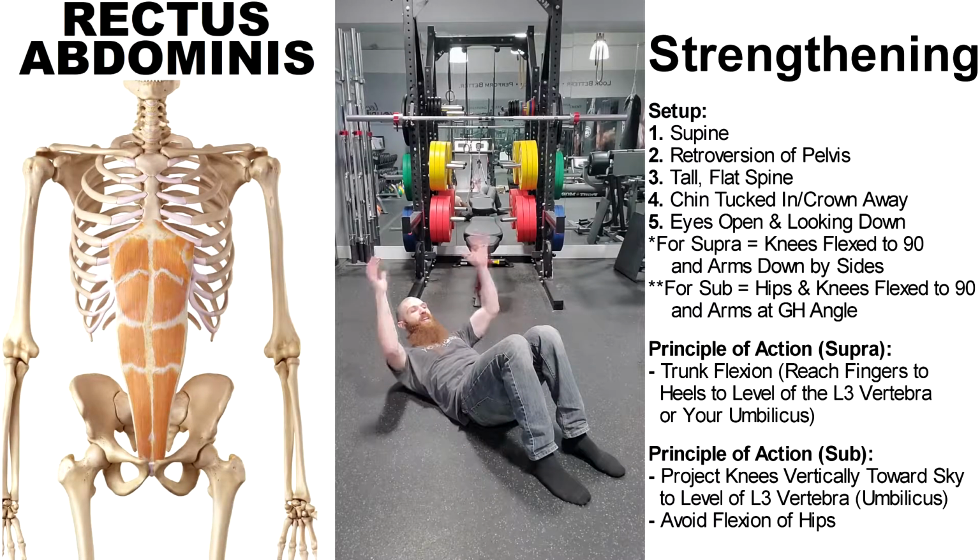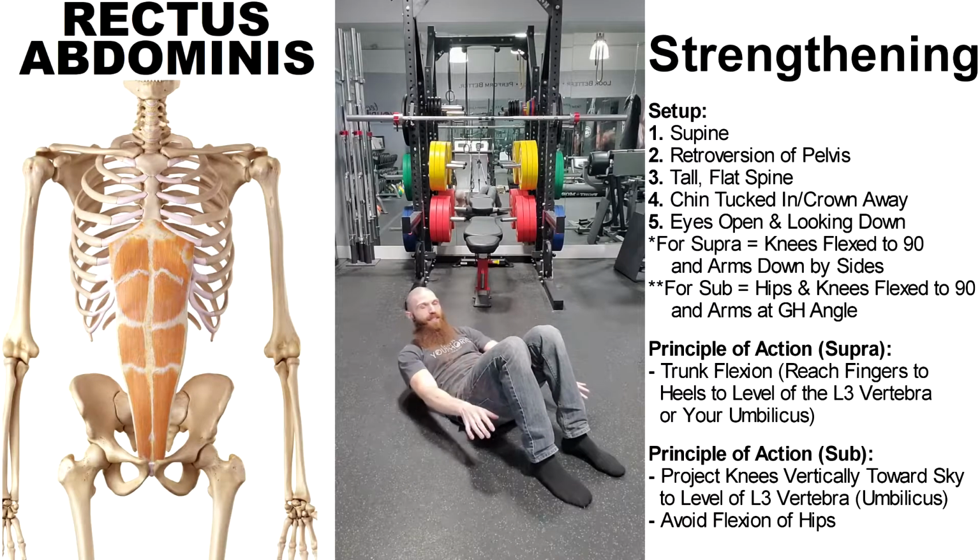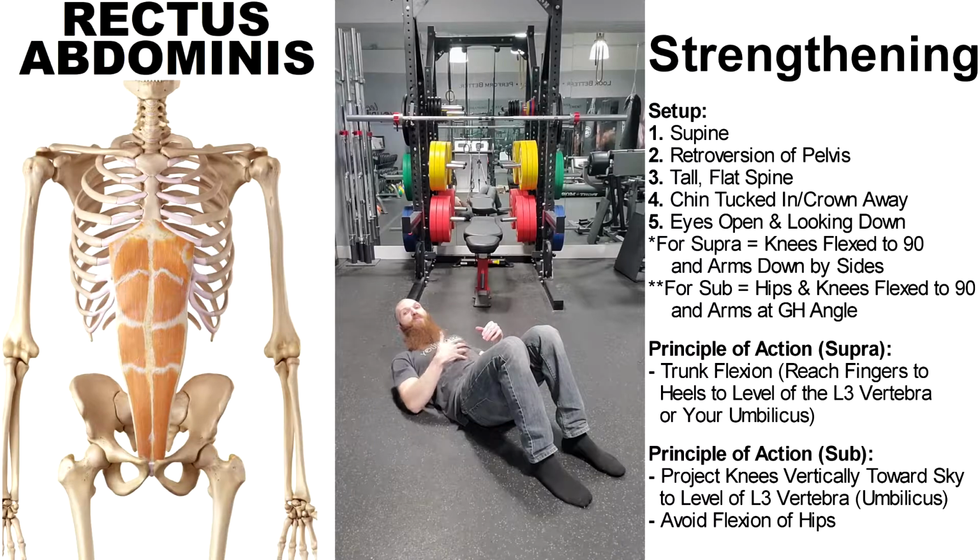We're going to keep the trunk elevated, arms down by the side, and for this one, we want to go into flexion of the trunk to the level of the L3 vertebra, so the level of the umbilicus, and this is for the supraumbilical fibers. Then next, we're going to target the subumbilical fibers, or the lower abdominals.